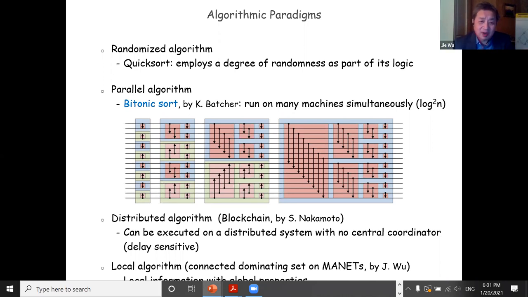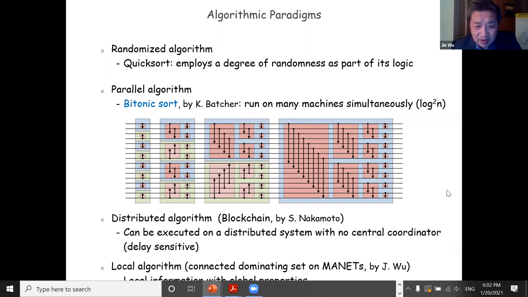This is just an example so you can appreciate the importance of parallel algorithms, right? This actually can take a whole semester. In fact, when I was in Florida, I taught this parallel algorithm course, which is really interesting, much harder than the traditional sequential algorithm. Then there is the distributed algorithm.